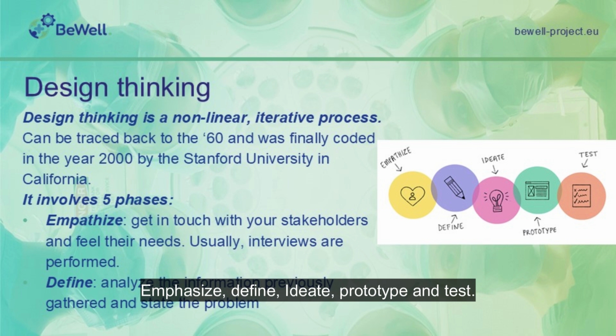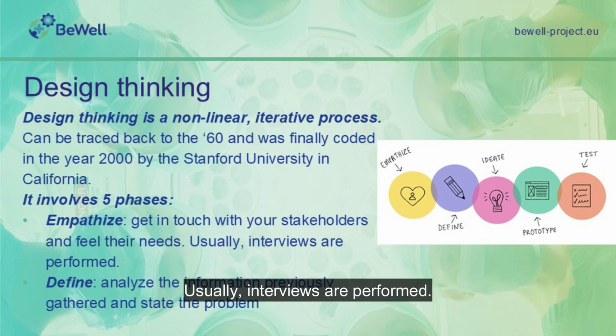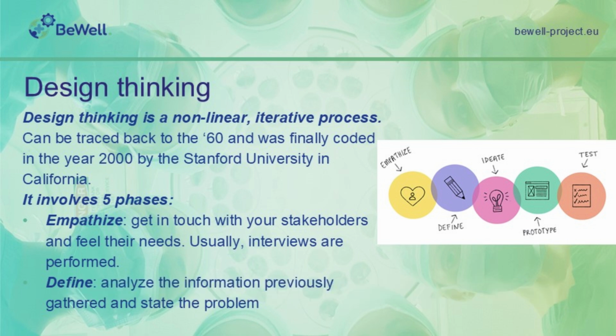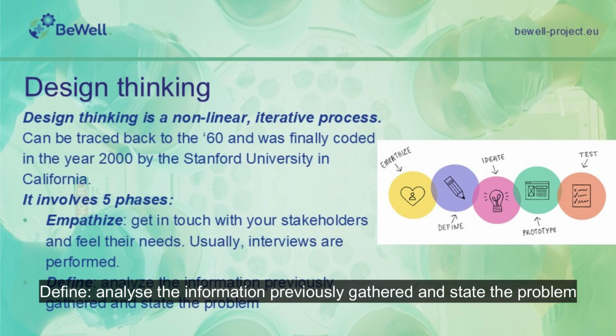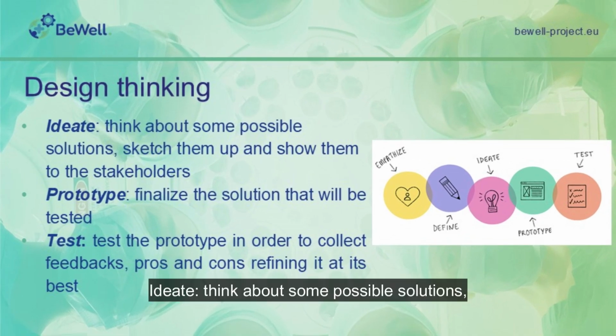Empathize, define, ideate, prototype and test. Empathize, get in touch with your stakeholders and feel their needs. Usually, interviews are performed. Define, analyze the information previously gathered and state the problem. Ideate, think about some possible solutions, sketch them up and show them to the stakeholders. Prototype, finalize the solution that will be tested. Test the prototype in order to collect feedback, pros and cons, refining it at its best.